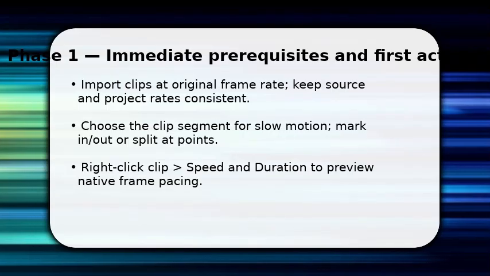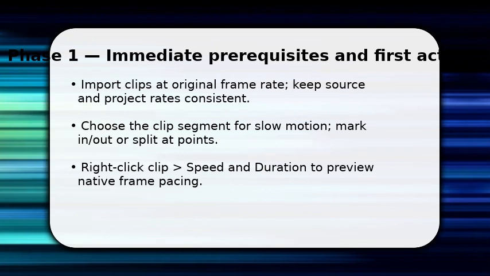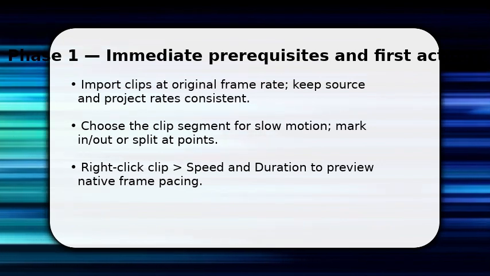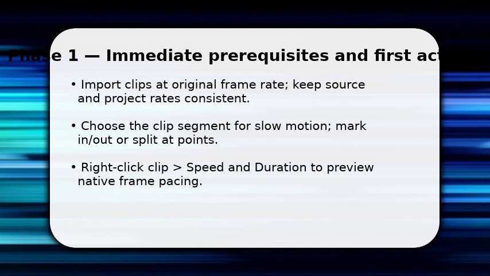You start by importing your footage and immediately confirm the clip's frame rate versus your project rate. Mismatches cause judder. Once imported, scrub to find the exact segment you want slowed. Make precise in/out trims or split the clip to isolate that moment, then open speed and duration to check current speed. Do this now so you control timing. It avoids redoing edits later.